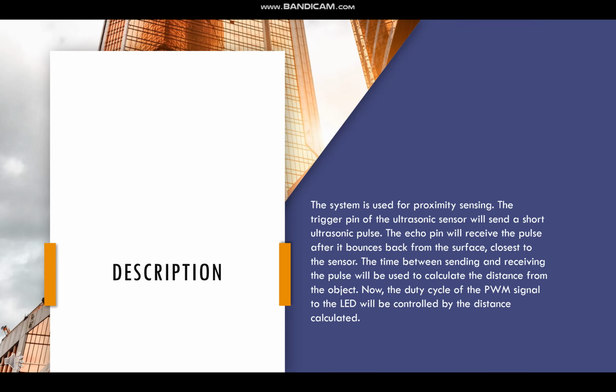The system is used for proximity sensing. The trigger pin of the ultrasonic sensor will send a short ultrasonic pulse. The echo pin will receive the pulse after it bounces back from the surface closest to the sensor. The time between sending and receiving the pulse will be used to calculate the distance from the object. Now the duty cycle of the PWM signal to the LED will be controlled by the distance calculated.